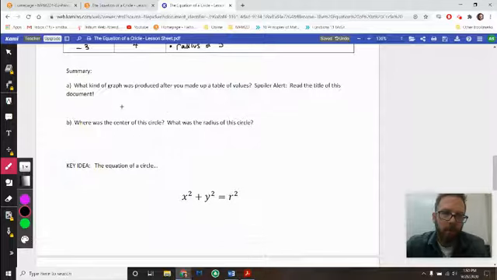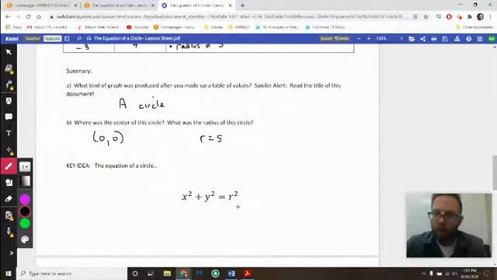So just to summarize, what kind of shape did you get? A circle. Where was the center? (0, 0). What was the radius? r equals 5. Now, where can we spot those things from the equation? Well, if you have an equation x squared plus y squared equals some number, then that number on the right gives you the radius. It gives you the radius squared.